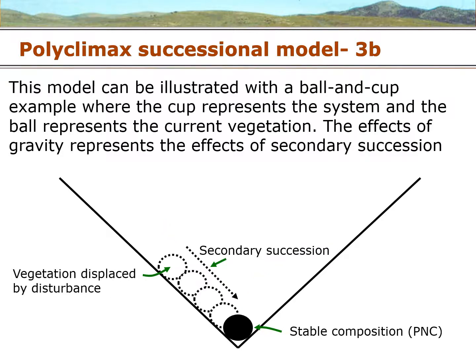So this graph is illustrating a vegetation that's been displaced by disturbance, fire or some other disturbance, and we can see that in the dotted circle, up on the cup there, and then it's being pulled down towards that stable state via secondary succession.